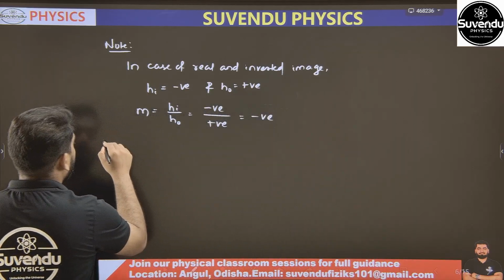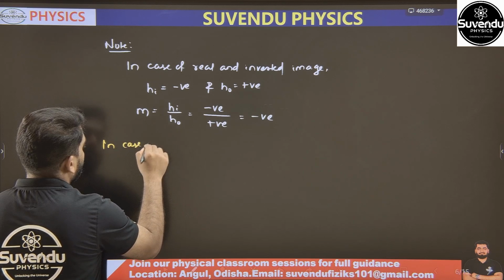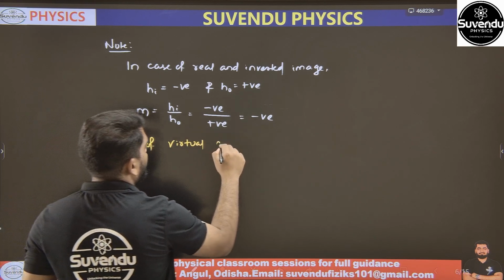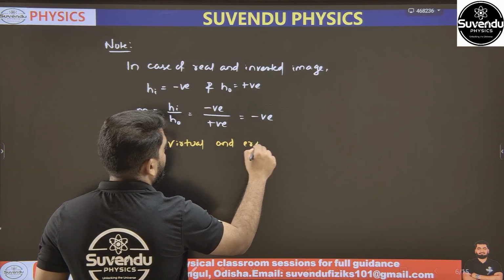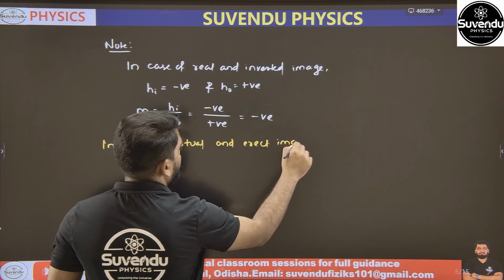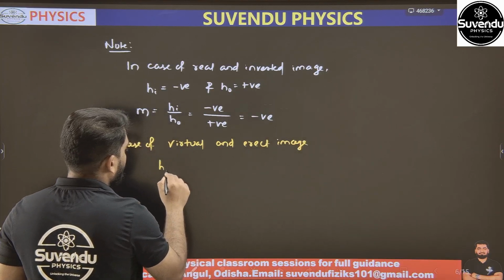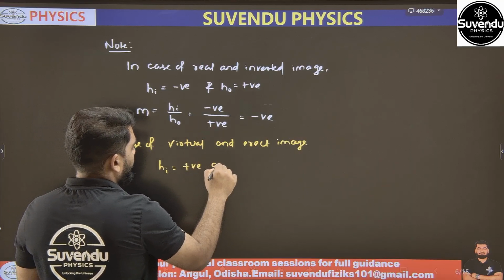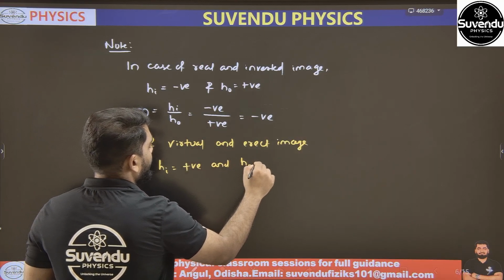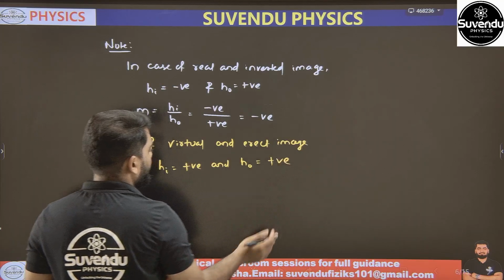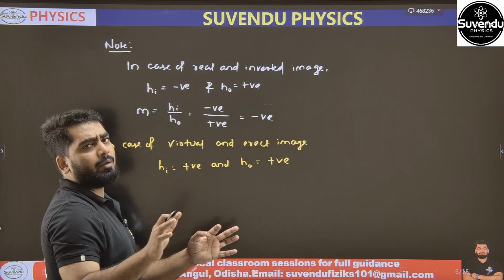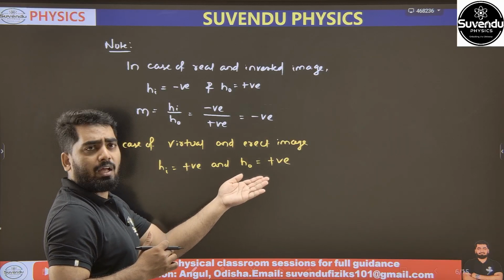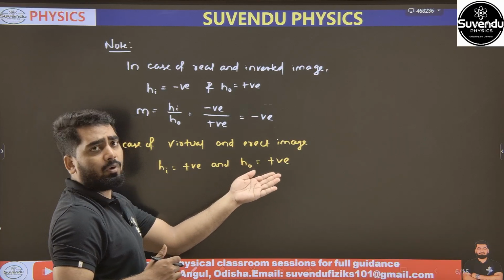In second point, in case of virtual and direct image, your height of image, that will be the upward height with respect to principal axis, that is positive, and height of object क्या दिखाई देगा तुमको, that is positive. This is also upward height with respect to principal axis. In each and every ray diagram we have accepted, we have considered the object in this case as such this case. So HO क्या होगा, positive.